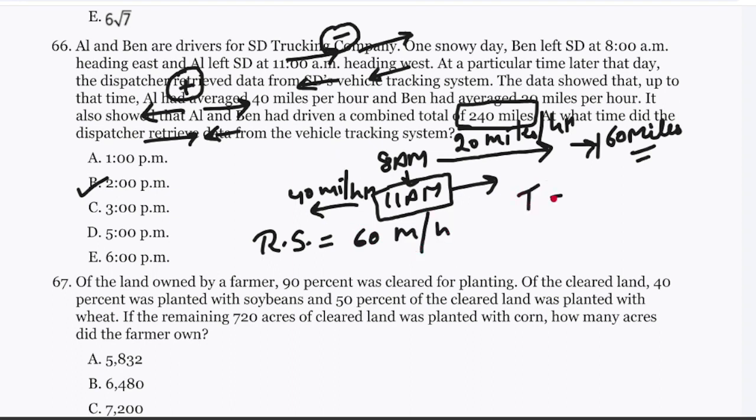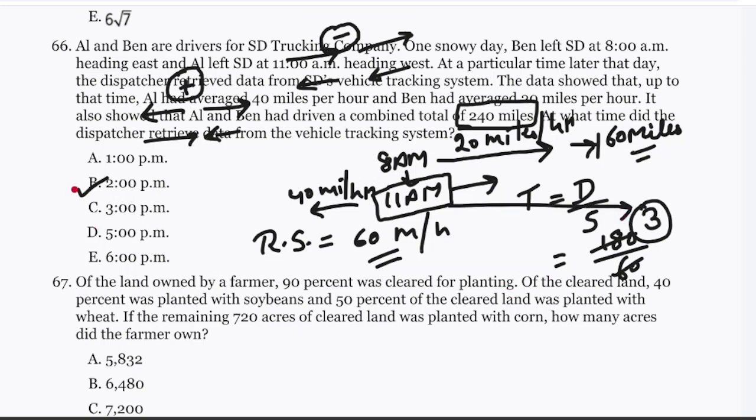Time, the formula for time is distance by speed. Now distance, Ben had already covered 60 miles before 11 a.m. So the remaining was 240 minus 60, 180. Now relative speed is 60 miles per hour. That means 3 hours after 11, the reading was taken. That means it's 2 p.m.